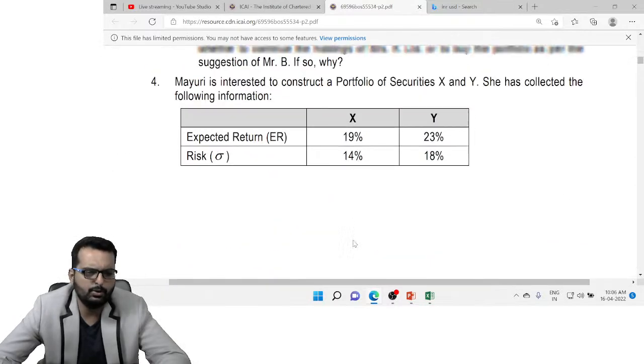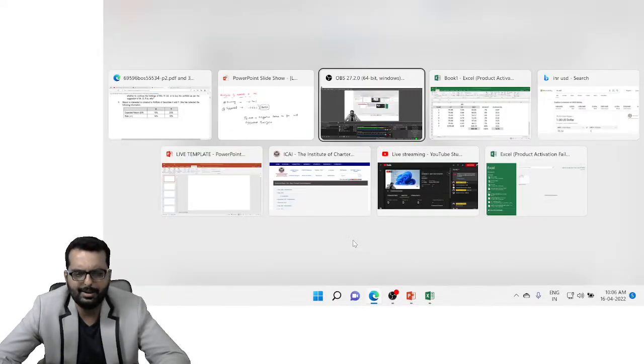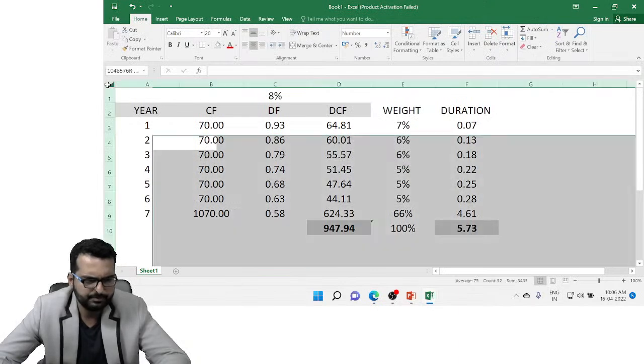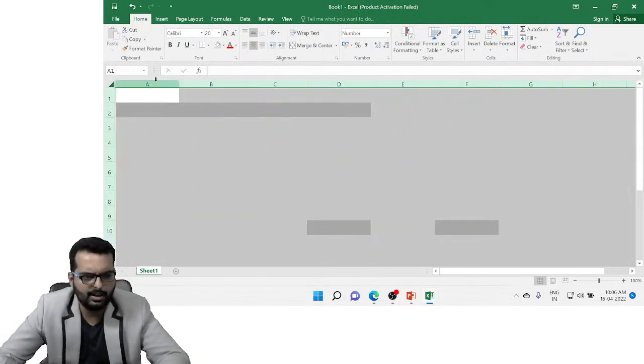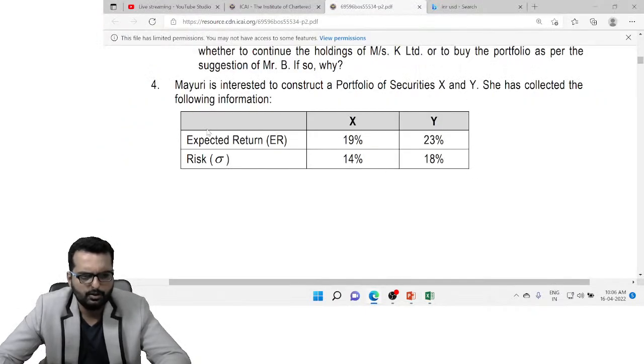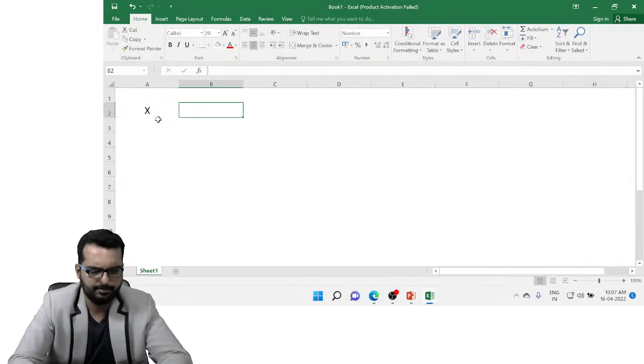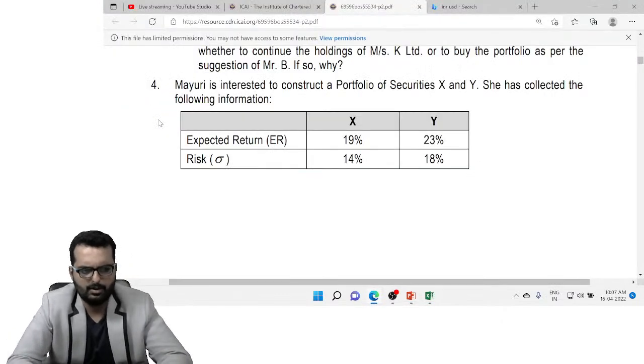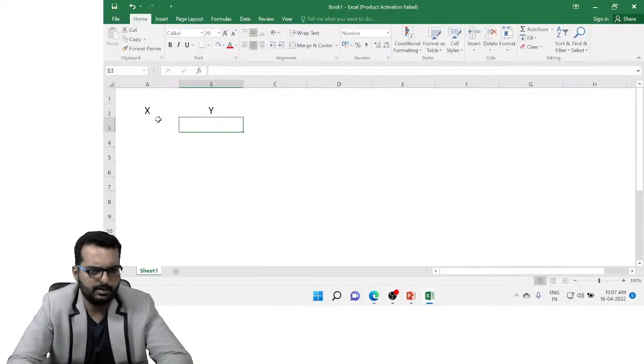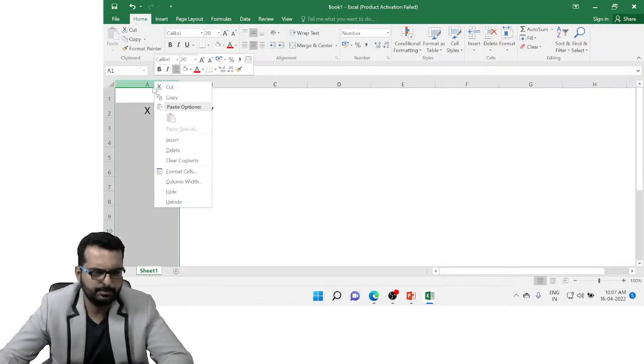Friends, I think the best way to do this is I will put the whole table in Excel. That will be easier for me to work it out, right? So I'll put the data that is given over here, X, Y, return of X is given. I'll first start off with returns.